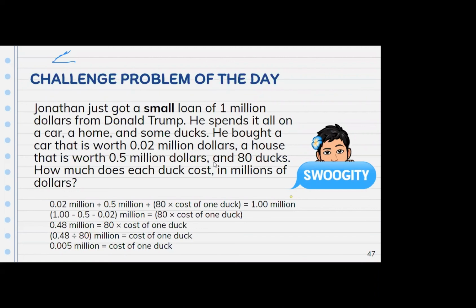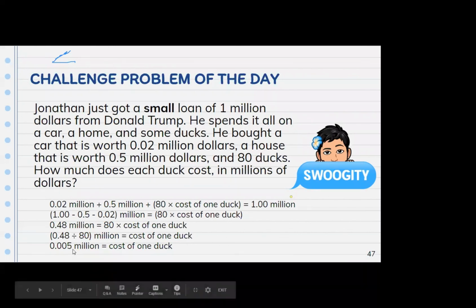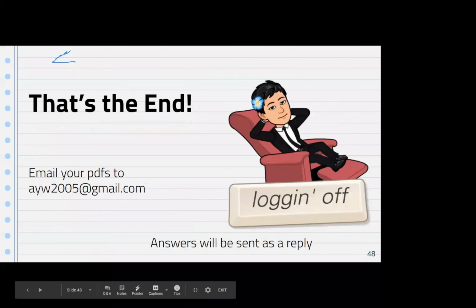This is very basic pre-algebra, but it is pretty hard for 5th graders, honestly. So if you got that, good job. If not, try to go through it after I send the slides and try to do it yourself. Try to think about why the answer is 5,000. So that is the end for today. Good job, good luck.